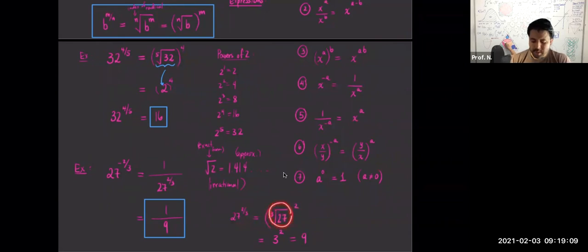So what's the cube root of 27? Well, it's 3. And after you take 3 and you square it, you get 9. So then I can replace 27 raised to the 2/3 power with its equivalent numerical value, which is 9. And so the result is 1 over 9, being the value of my original fractional exponential expression. Does that make sense?